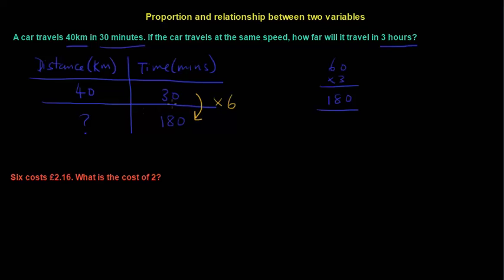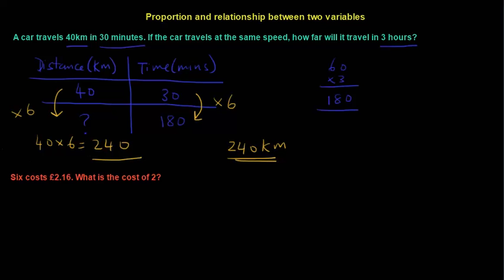So now that I've found a relationship between the two numbers, either horizontally or vertically, in this example vertically, by multiplying by 6, I'm going to do the exact same thing on the other side, multiply by 6 to give me the value here. So 40 multiplied by 6 gives me 240, and so this answer is what we're looking for, 240 kilometers. So the final answer is 240 kilometers.